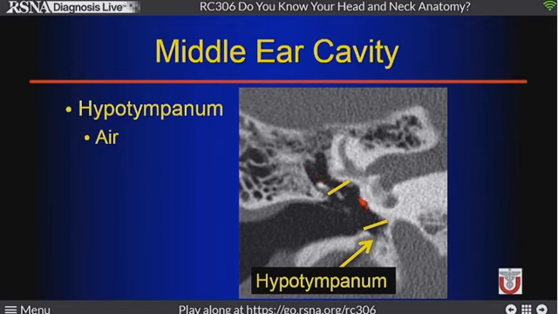That's where the stapes live and the long process of both the malleus and the incus. The hypotympanum is very boring. There's just air there, except when it's very exciting. Because immediately below the hypotympanum, we have the carotid and the jugular.